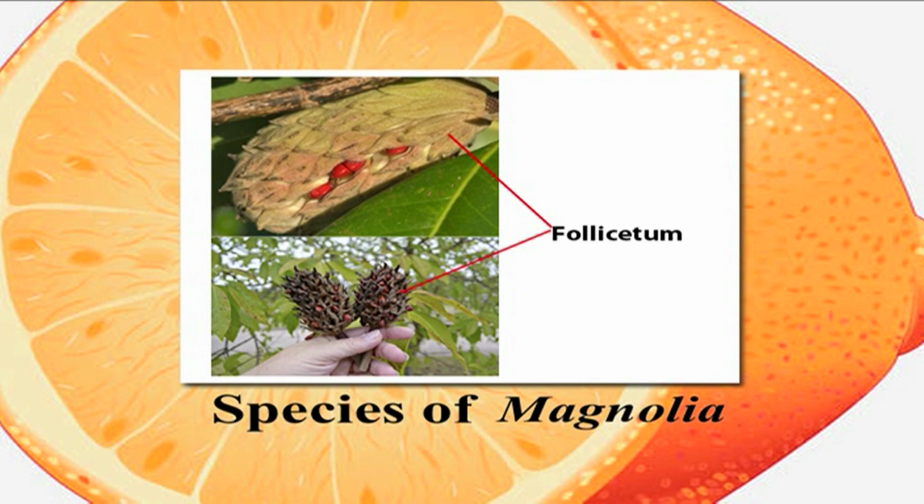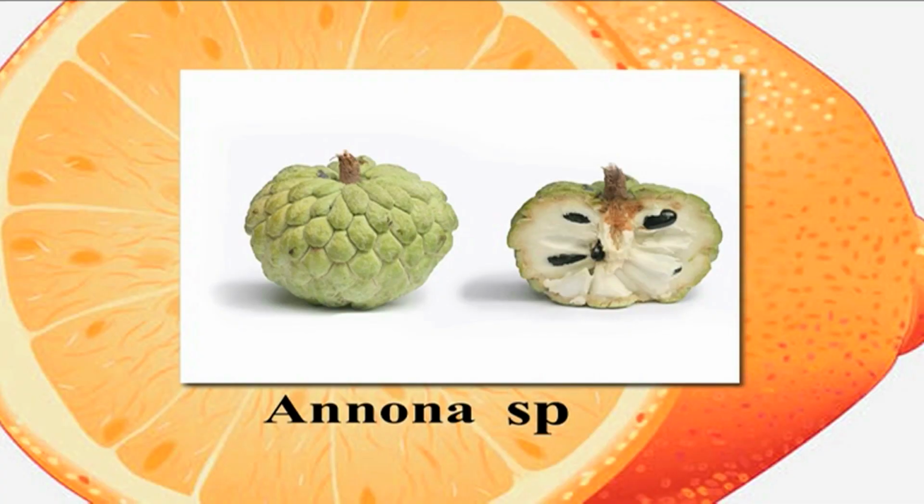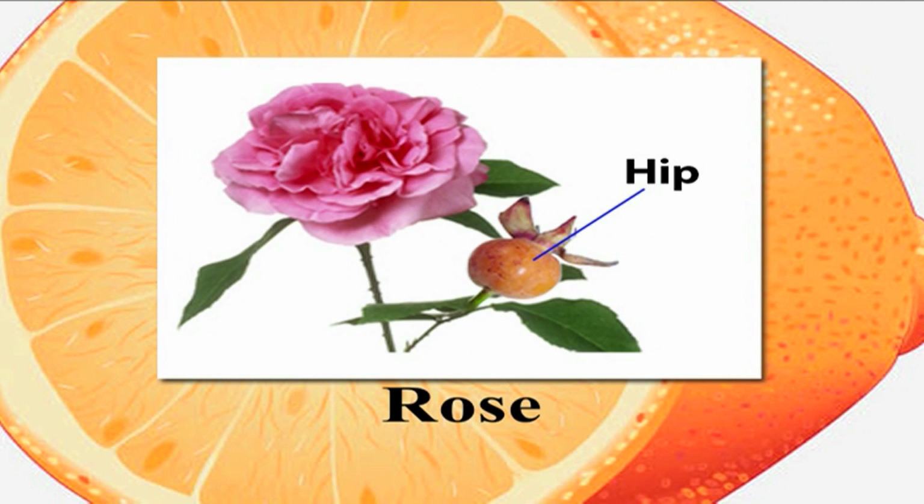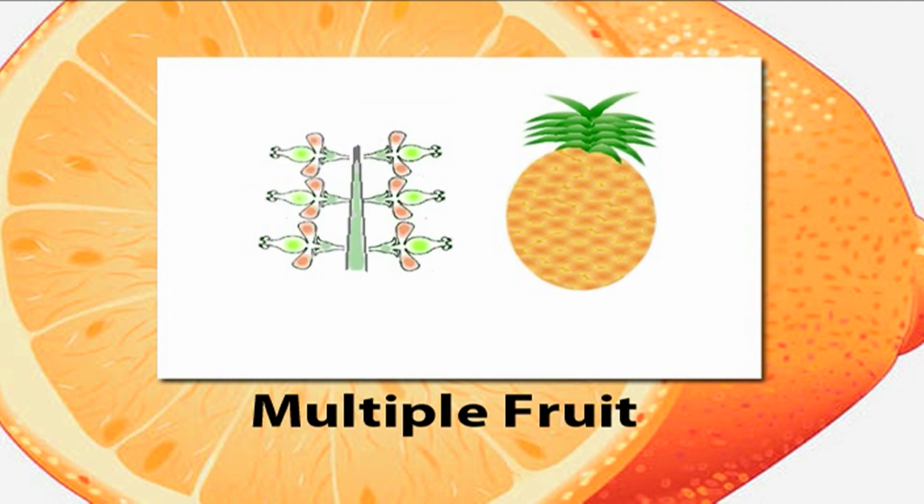Example, species of magnolia. Syncarp. It's an aggregate fruit of berries in which unit fruits fuse together. Example, Annona species. Hip. The aggregation of achenes is surrounded by a cup-like hypanthium, forming a specialized accessory fruit known as hip. Example, rose. Multiple fruit is a fruit that develops from the gynoecia of more than one flower, that is, two or more flowers, commonly the whole inflorescence being involved in its formation.